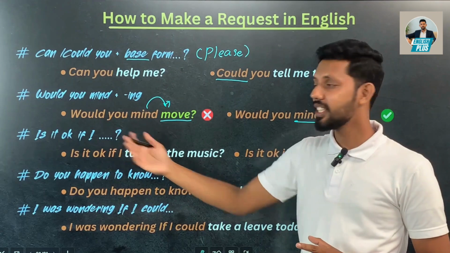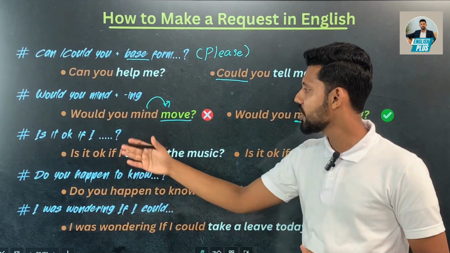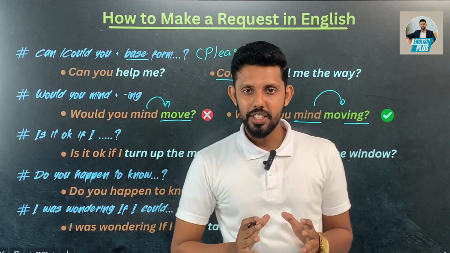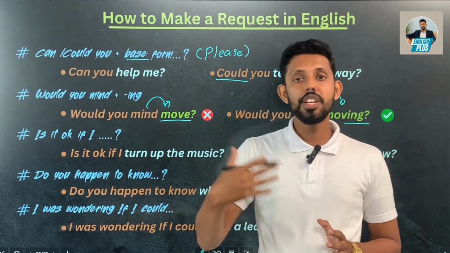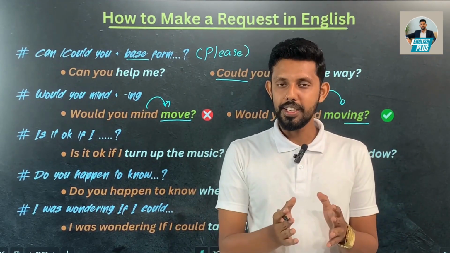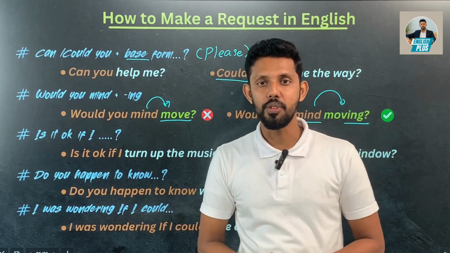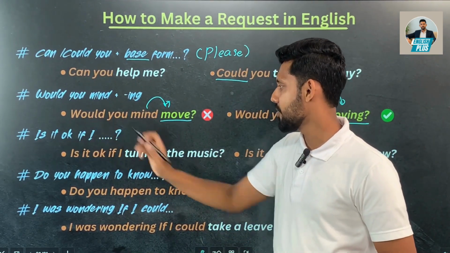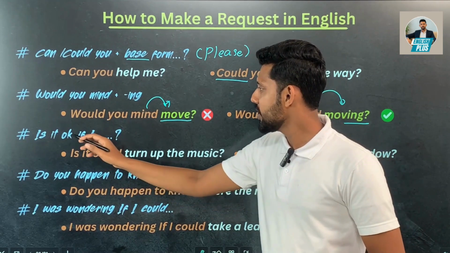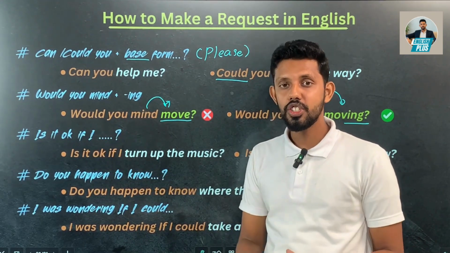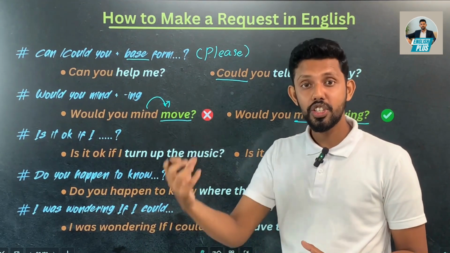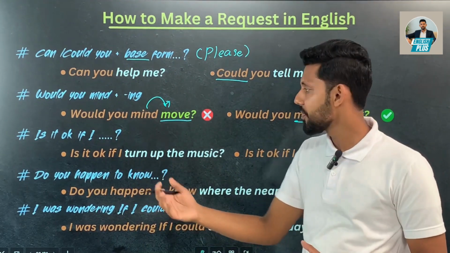And let's have a look at the third one on the list. Is it okay if I? Now, there are situations where we feel that we just can't straight away make a request. We feel it's important to get permission before we act. And that's when you can use this one. Is it okay if I? When you say is it okay if I, you are actually checking the vibe before you act to make sure your action won't bother the other person.